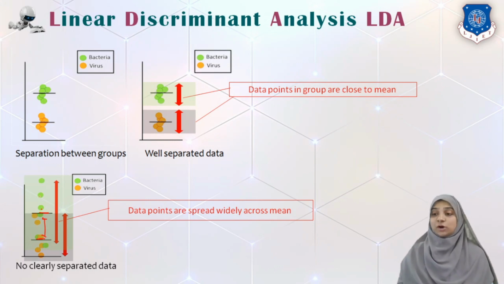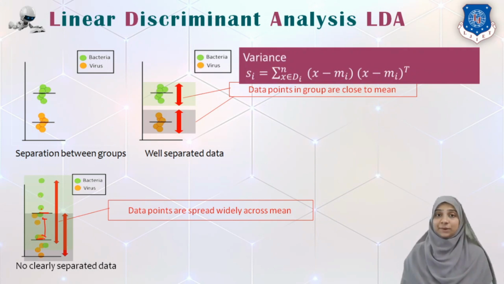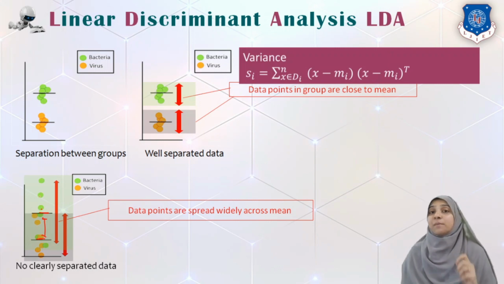Now how do we find out this spread of data points across the mean? We calculate the spread of data points across the mean with the help of variance. Variance is calculated as S of i, where i stands for the number of groups or classes. In this given diagram we have only two groups, so we will calculate two variances, one for the bacterial group and one for the virus group.